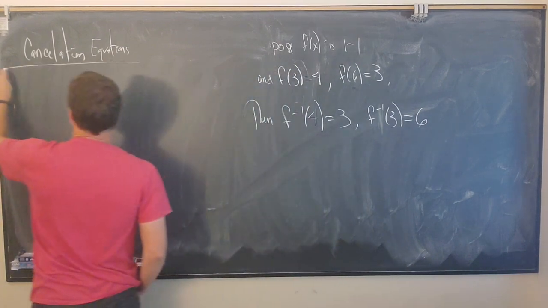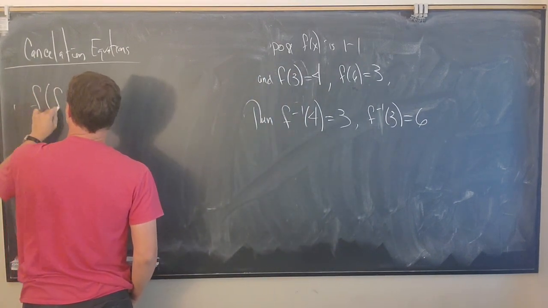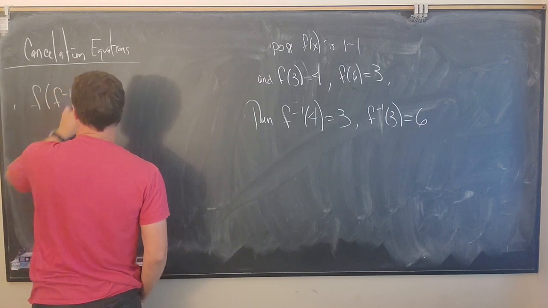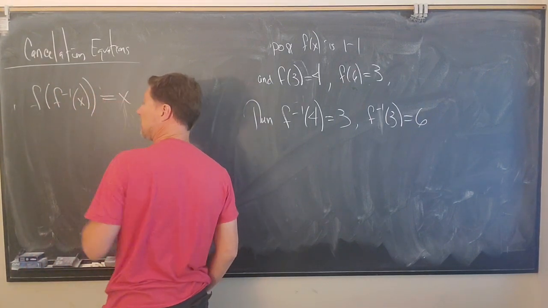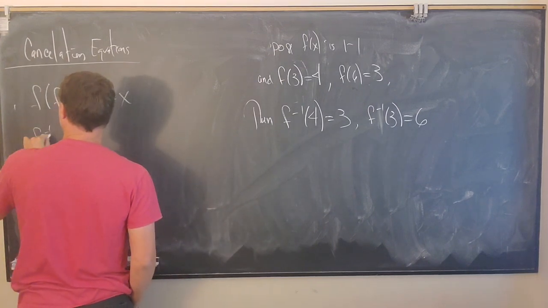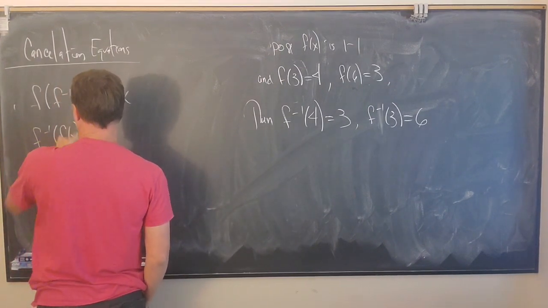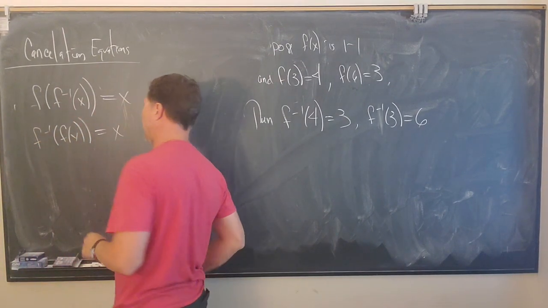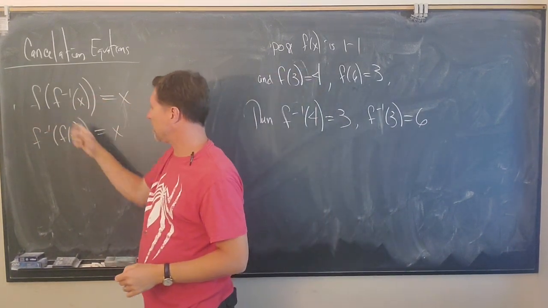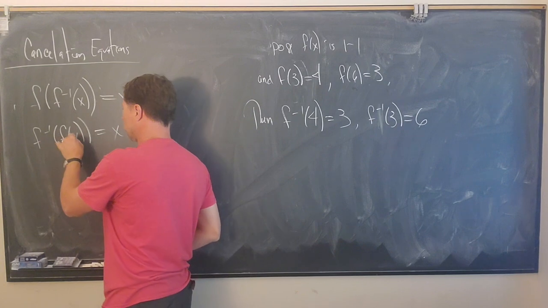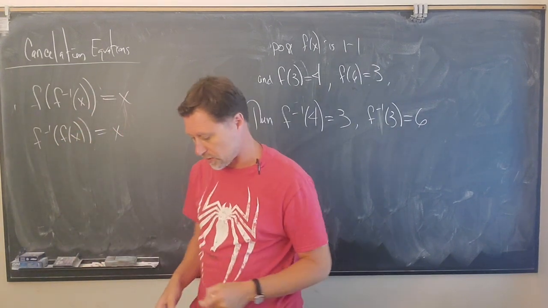And they go like this. So it tells us what happens when you do composition. f of f inverse of x is equal to x. Also, f inverse of f of x is equal to x, right? So if we have an inverse function, then the function and the inverse cancel each other out, right? They give us back x when you do that composition.